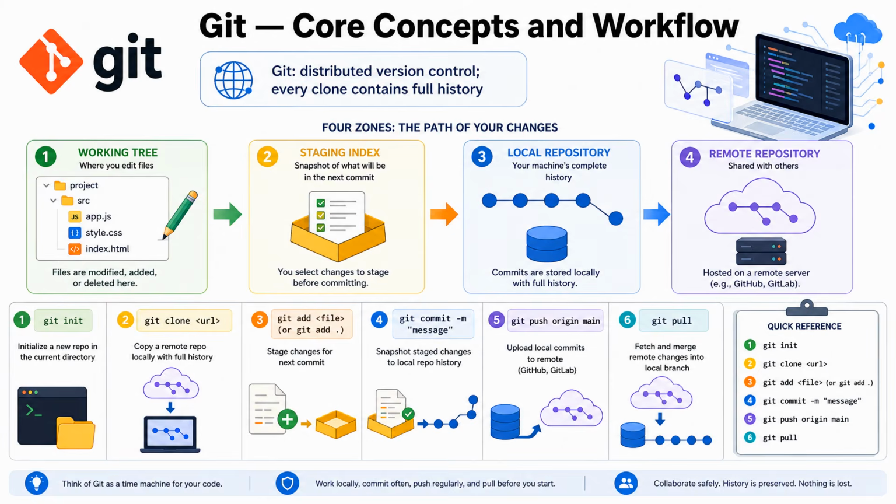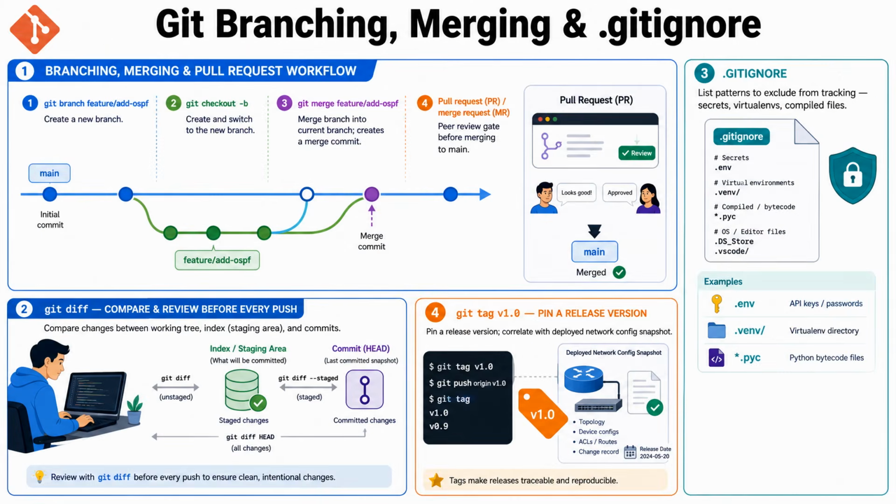Branching is the workflow mechanism that lets you develop new features, experiments, or fixes in isolation without touching the stable working code on your main branch. This is critically important in network automation because the code on main is what's running in production. You cannot afford to push broken, half-finished work there.